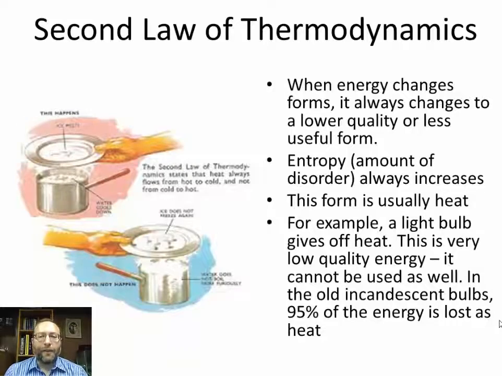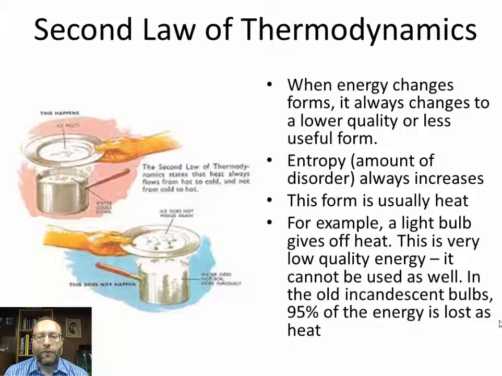The second law of thermodynamics basically states that when energy changes forms, it always changes to a lower quality or a less useful form. Like what we saw in the match here is that the wood was very useful. You could use it for things. But the less useful form was the heat that came out and is now dispersed throughout the room, and carbon dioxide, which we really can't use at all.